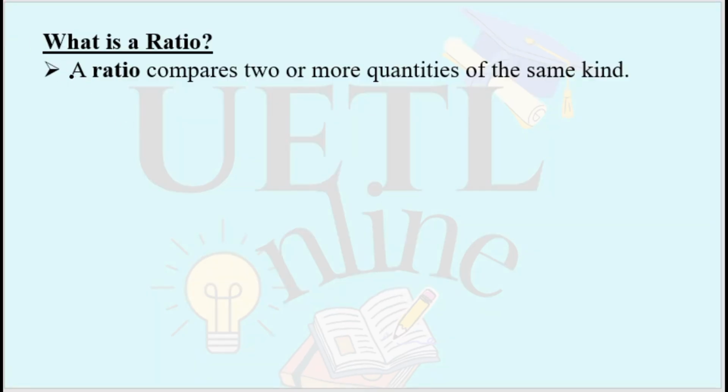Its definition is: a ratio compares two or more quantities of the same kind. Let's say you're given two quantities, you can compare them and use a colon in the middle. Let's say you're given three girls and two boys. So you can say the ratio of girls to boys was 3:2. This is a ratio.